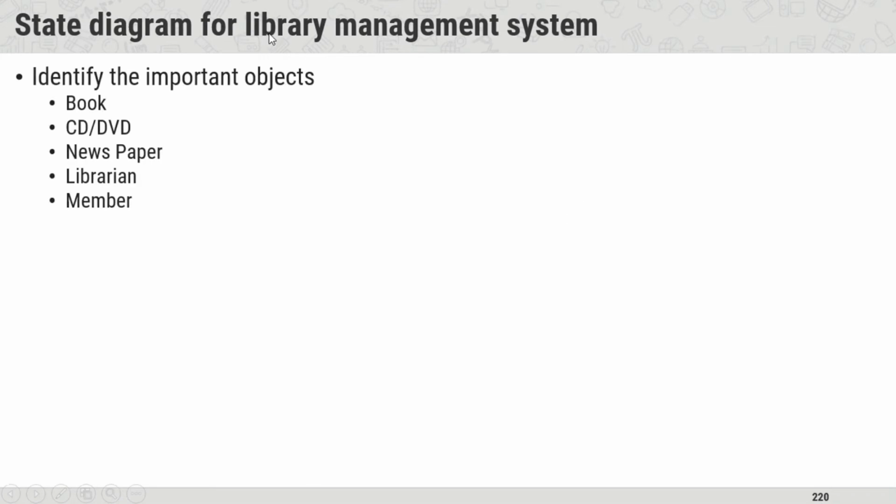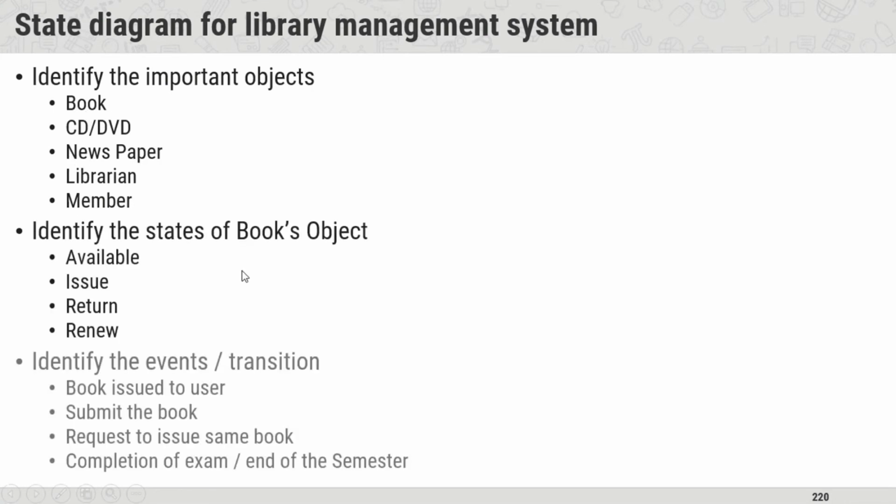Now the first thing for drawing the state diagram for the library management system is that we need to identify the different important objects available. So we have books, CDs, newspaper, library and member. Then identify the state of one particular object. Suppose we want to draw a state diagram for the book. What states will there be for a book? Your book could be available, it could be issued, we could return the book, or we could renew the book. So these four kinds of states will be available for the book object.